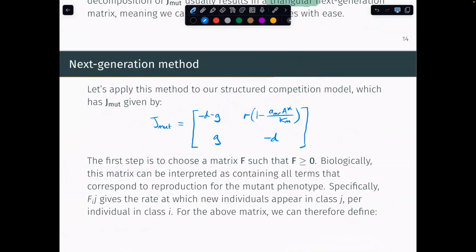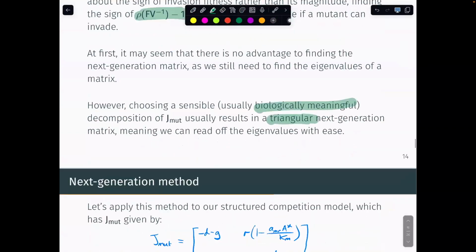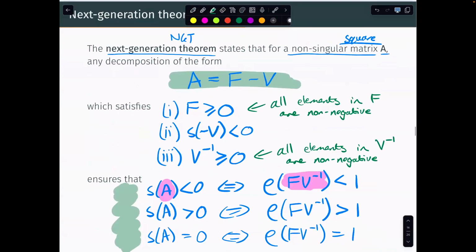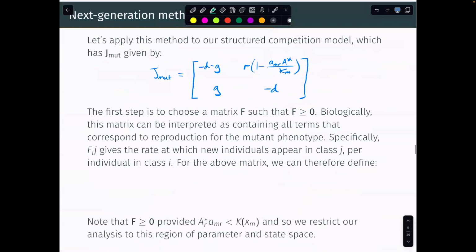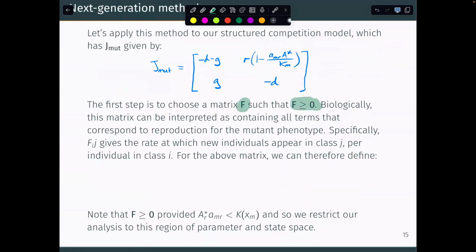So this next generation matrix is telling us about what is the contribution of each of these different mutant classes to the next generation or the growth of this mutant population, okay? So the first stage we have to do is this decomposition. So we need to choose matrices F and B, and we need to do them in a sensible way that satisfies these criteria, okay? So let's choose our matrix F first. F is going to be a matrix such that all elements in F are non-negative. What I mean by F being greater than or equal to 0 is that all elements within F are non-negative.